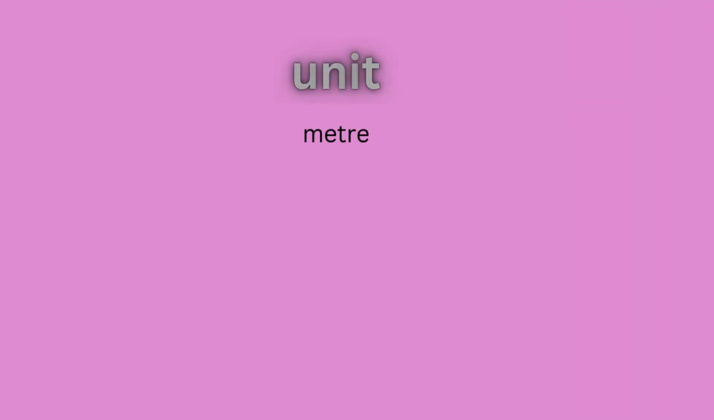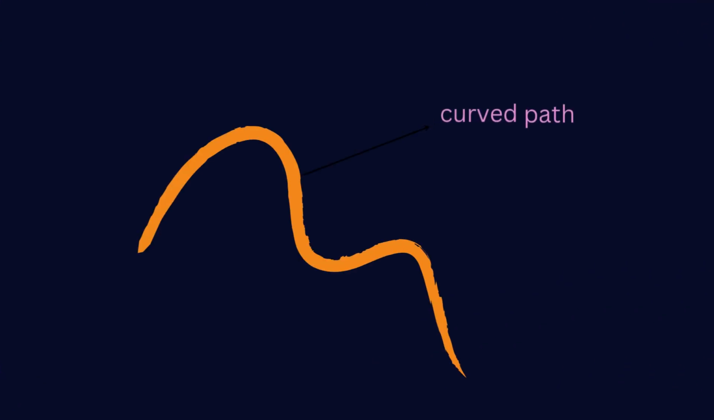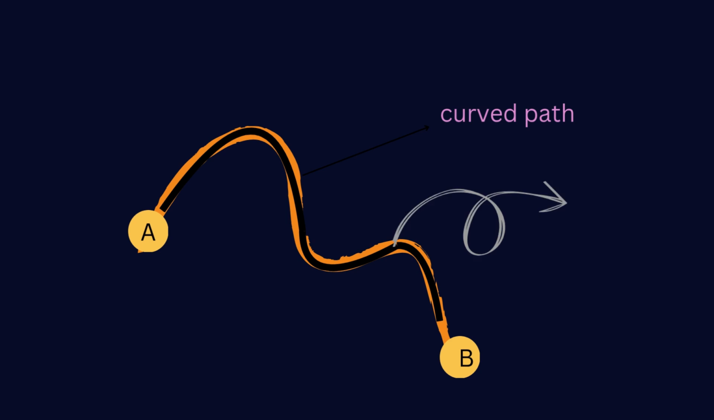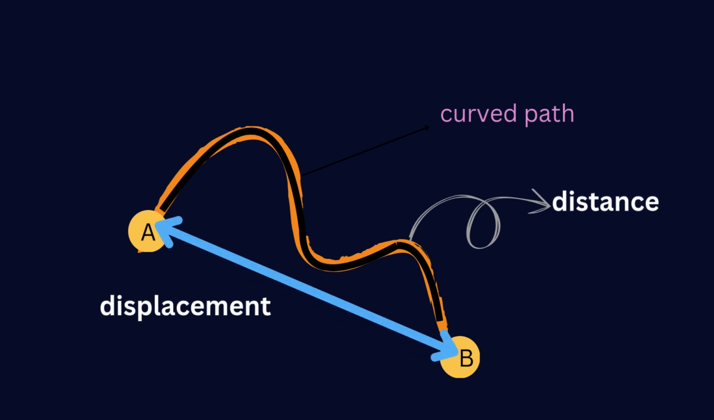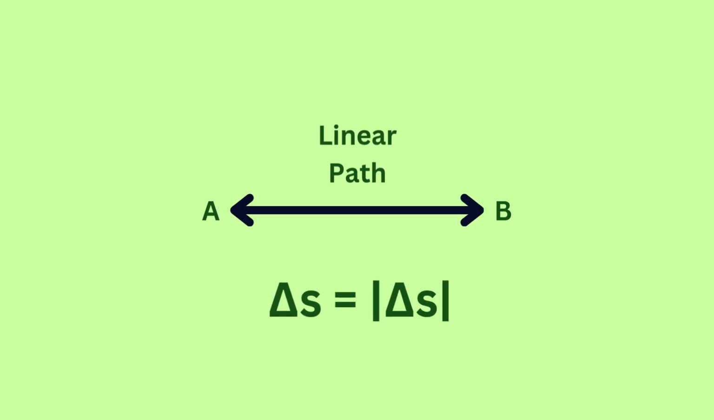The unit of distance and displacement is meter, represented by m, and their dimension is L. Let's consider a curved path from point A to B. The actual path that is curved will be the distance, whereas the straight path will be displacement. So in this case, distance will be greater than displacement. But for a linear path, distance and displacement are equal.